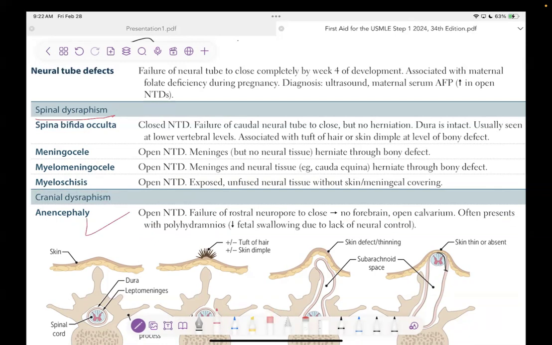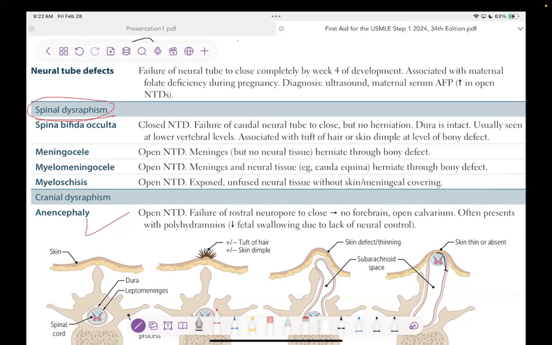So we already did this. And now let's come to spinal dysraphism. Spinal dysraphism means that the tube is not closed in the spine. And we know that, as I said before, at the beginning of development, the middle part of the spine is closed and the upper part and the lower part are open.